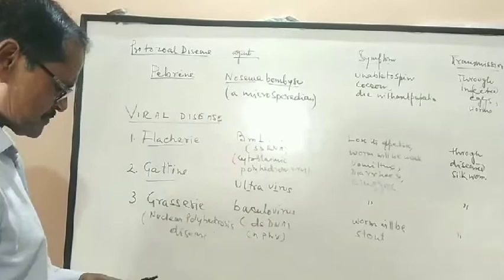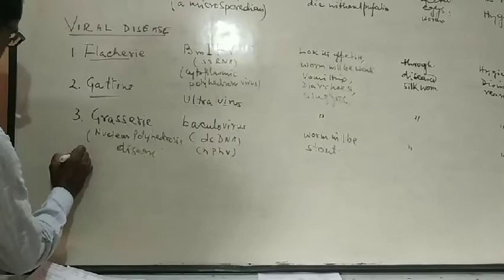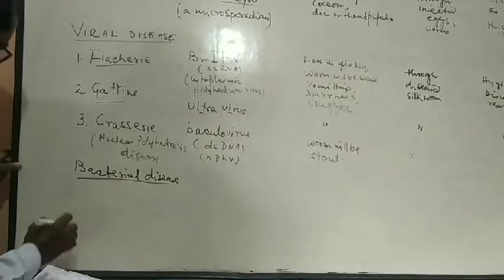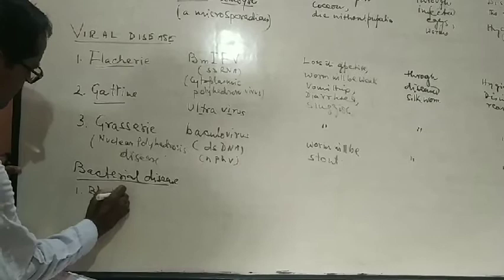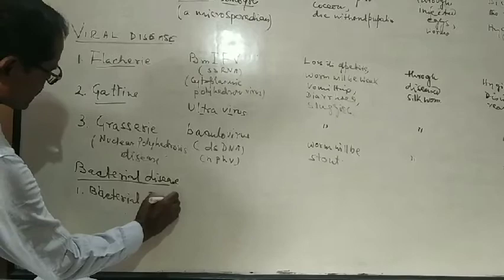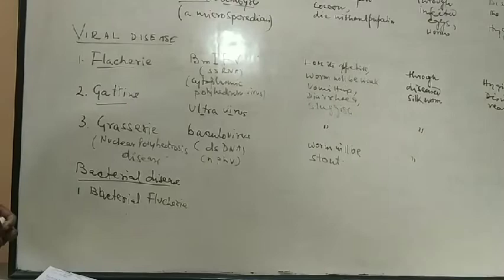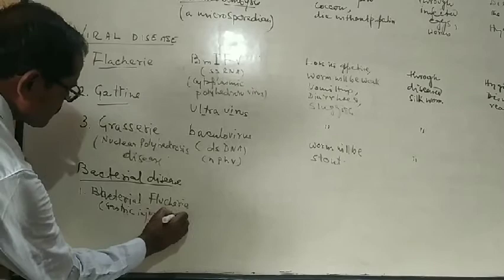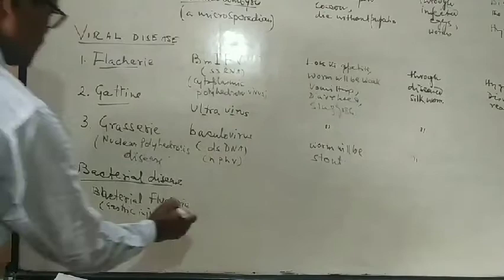Now we have to proceed towards the bacterial diseases. Number one, bacterial flacherie, also known as gastric injury flacherie.